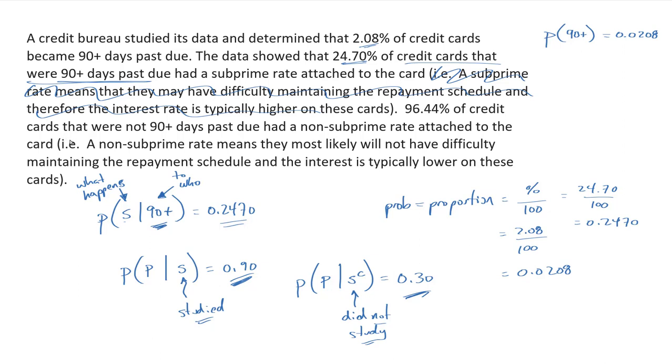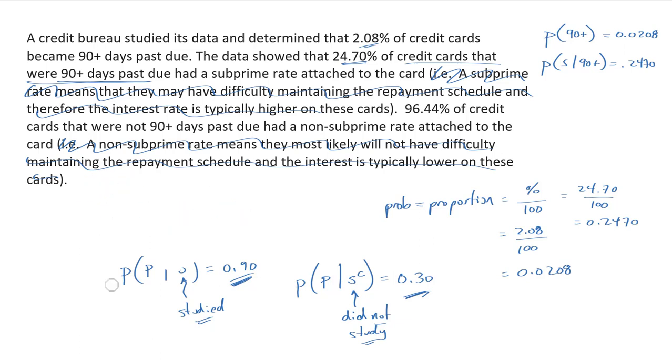96.44% of credit cards that were not 90 plus days past due had a non-subprime rate attached to the card. Again, we get a description as to what that means, but who really cares? We don't need that. We just need to know how to identify this probability here. So first of all, let's move this one up here. So I'm just going to get this out of the way. S given 90 plus equals 0.2470. Okay, so now I can work on the other one here.